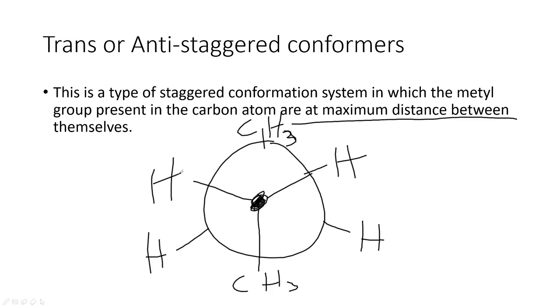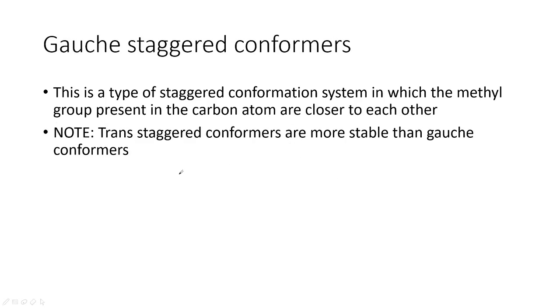Now, let's go to the next slide. The gauche staggered conformer is a type of staggered conformation in which the methyl groups present on the carbon atoms are closer to each other. Unlike the trans or anti-staggered conformation, in which the methyl groups are further away from each other, in this one they are closer to each other. Note something: trans-staggered conformers are more stable than gauche-staggered conformers. We're going to see the stability later on, but let's just go on.